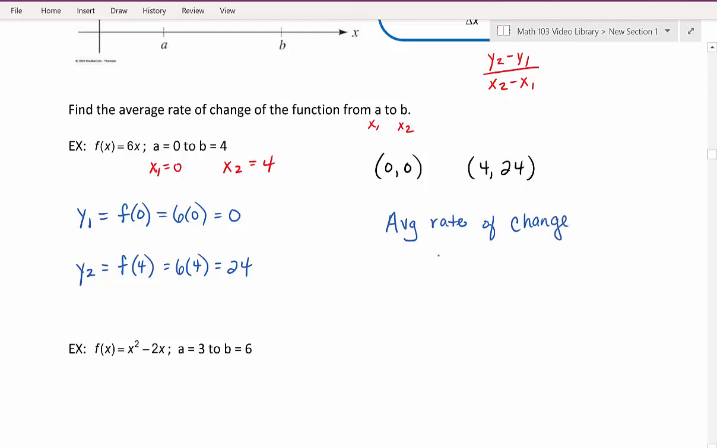So we're going to have 24 minus 0 over 4 minus 0. This gives us 24 over 4, which is equal to 6. So the average rate of change of our function f of x equals 6x between a equals 0 and b equals 4 is equal to 6. I do want to point out that this given f of x is linear. Y equals 6x is a line, so it's not surprising that our average rate of change ended up to be the slope of that line.